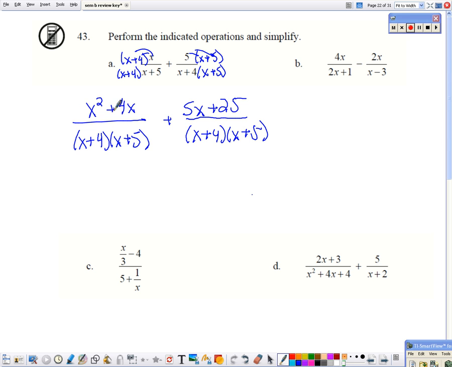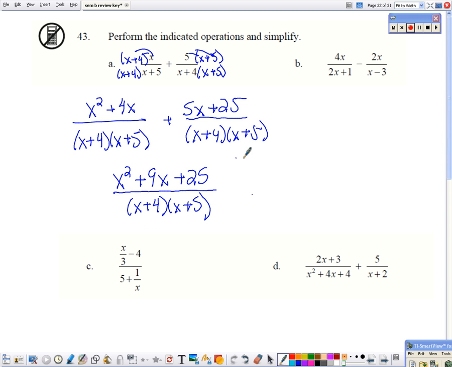Because my denominators are the same, I can add my numerators. 4x plus 5x is 9x. And I'm going to leave my denominator. Does my numerator factor anymore? Anything multiplied to 25 that adds to 9? No, so this is my final answer.